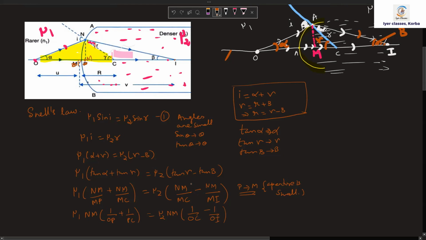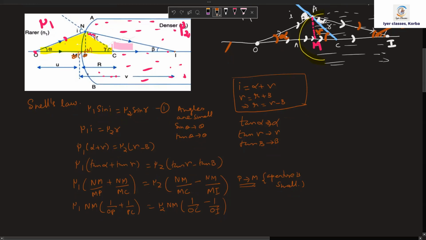Now look at this very carefully. What is the value of this OP or PO? What is PO? Look carefully. U, but minus U. When this NM and NM cancel, in place of mu1 there will be 1 upon minus U. Why did I write it as minus U? Because it is opposite to the incident ray. Yes, good.